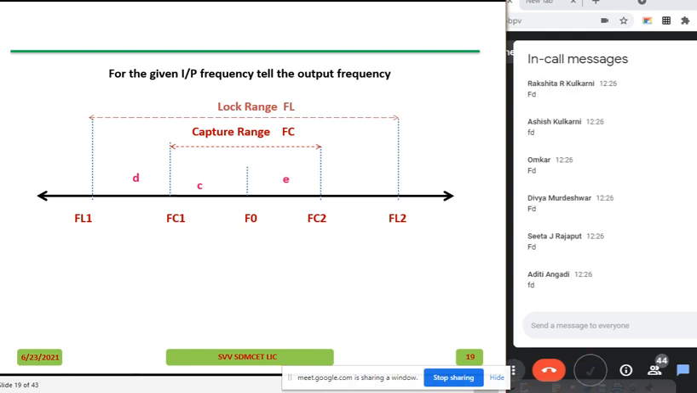Now I am making E. Automatically it will be FE only, because it is within the lock range. Then I will make F. It will be within the lock range, same output equal to input. If I make now B, FB, what will the output be, FB or F0? When I make it B, FB is above FL1, FL2, so it will go back to F0. So this is an important point which you have to understand.